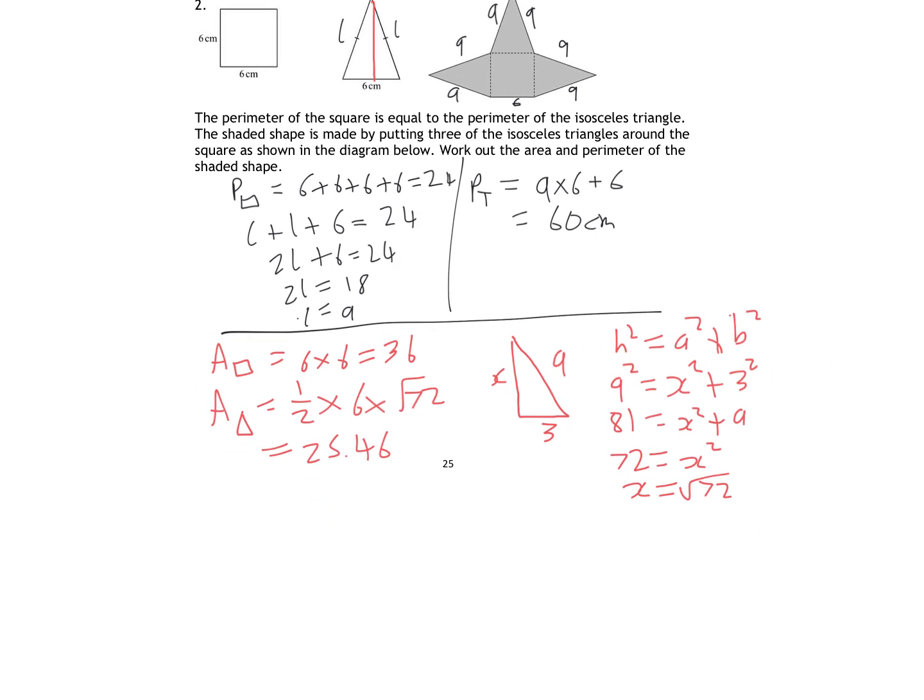The total area then would be this square, which is 36, plus 3 triangles, so 3 times 25.46. I've got the full display on my calculator of 25.46. It goes on. It's not just 25.46. I'll times it by 3. I'll add the 36, and I end up with 112.37 to 2 dp. That's an area, so that would be centimetres squared.